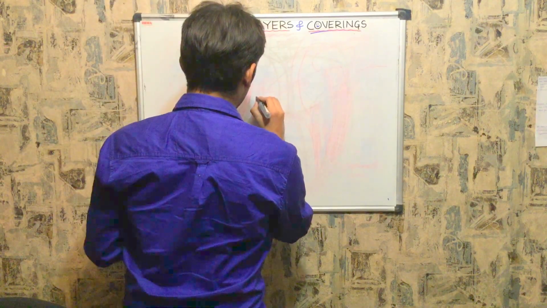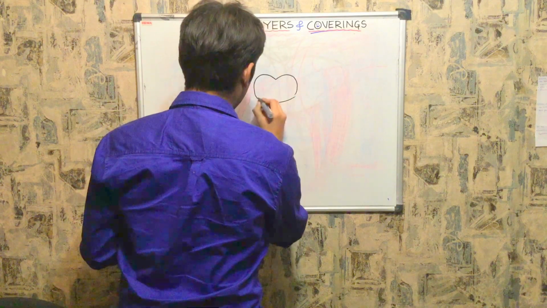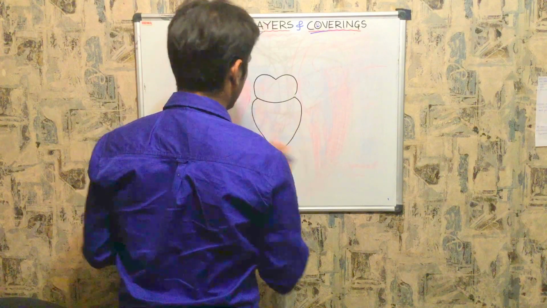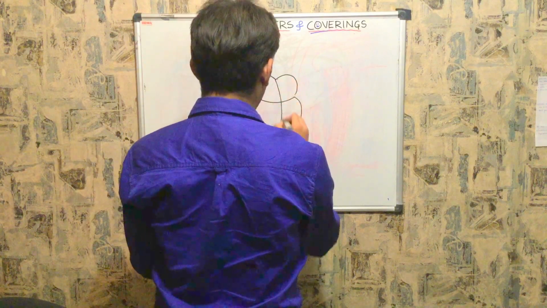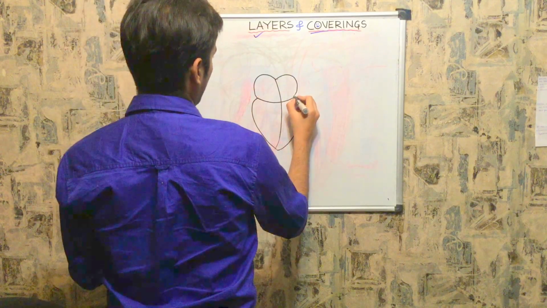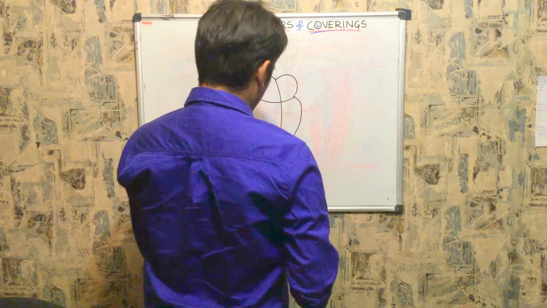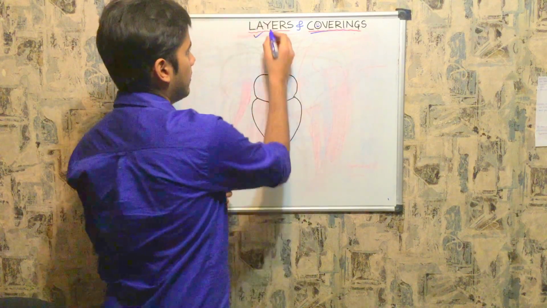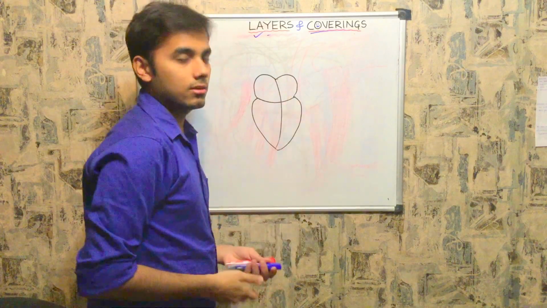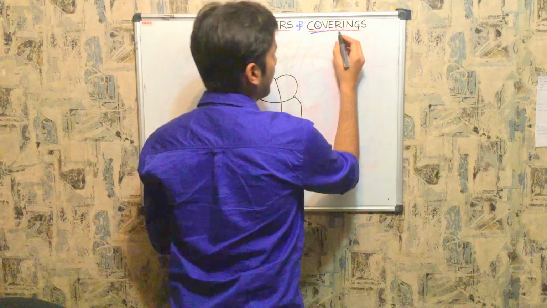So I'll draw the structure of the heart very simply. It's your heart, right? And there is the septum, and this is your coronary sulcus over here. Now, as I told you, the layers are finished. Now coverings. There is only one covering around the heart, and that is named the pericardium.